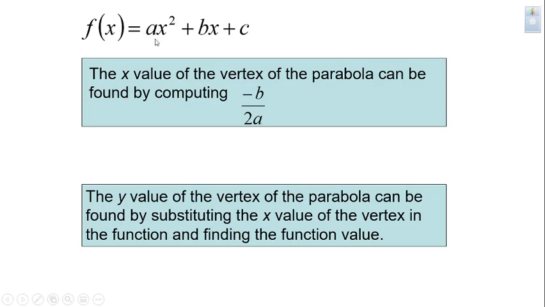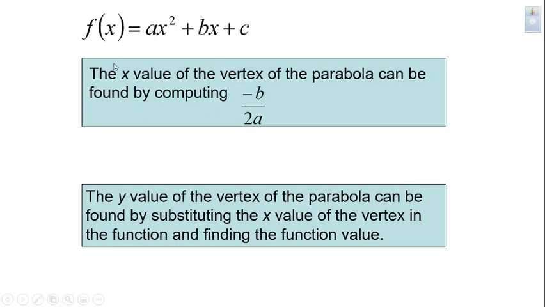You have a function in what I call standard form. Some books call this general form. I call it standard form. f of x equal to ax squared plus bx plus c. a is the coefficient of x squared, b is the coefficient of x, and c is a constant. This a is the same a in both expressions.